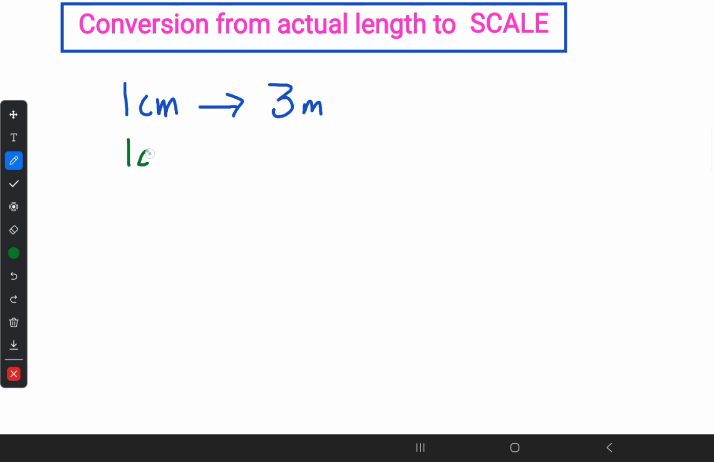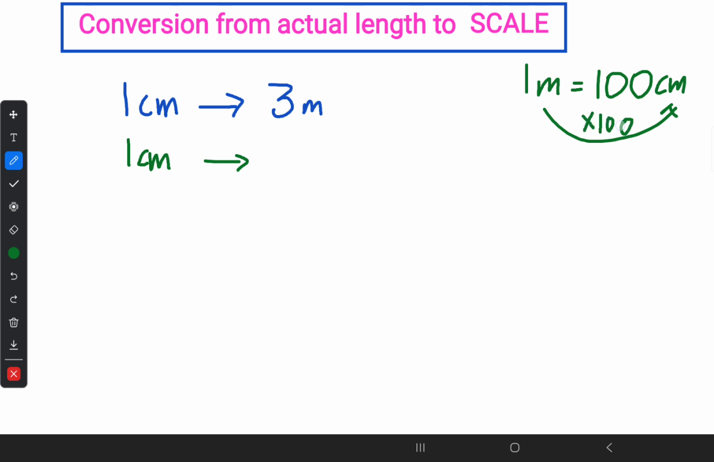Let's keep this one as it is. 3 meters to centimeters. Meters to centimeter, 1 meter is 100 centimeters. So 3 meters would be, from meter to centimeter, 1 became 100. That means multiplied by 100. 1 times 100. Similarly, 3 times 100. It would be 300 centimeters. Okay, it would be 300 centimeters.